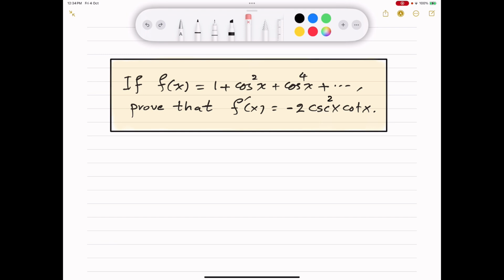In this video we have this question that says, if f of x is equal to cosine squared of x plus cosine to the power 4 of x plus cosine to the power 6 of x, so apparently even powers of cosine x, all the way to infinity, then we need to prove that the first derivative f prime of x is equal to negative 2 cosecant squared of x cotangent of x.